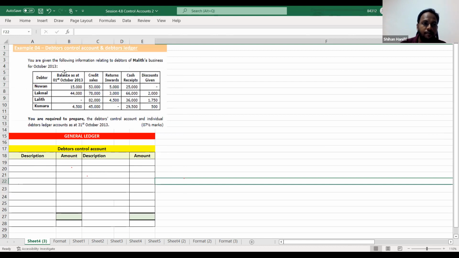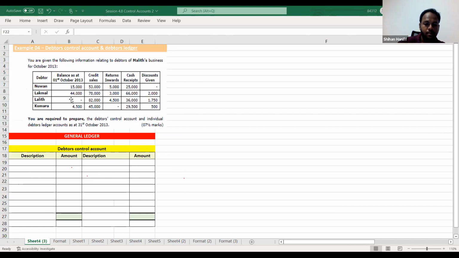Example: you are given the following information relating to debtors of Malit's business for October 2013. There are 4 debtors: Nuwan, Lakmal, Lalit, and Kumar. Opening balances, credit sales, return inwards, cash received, discount given. You are required to prepare the debtors control account. So this is the control account.